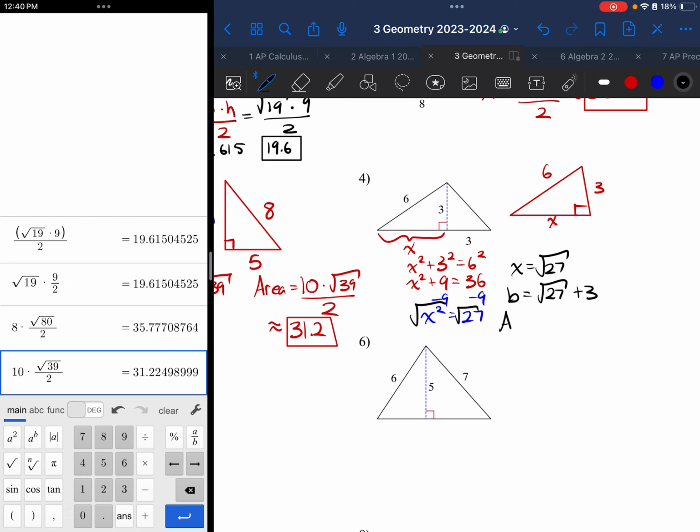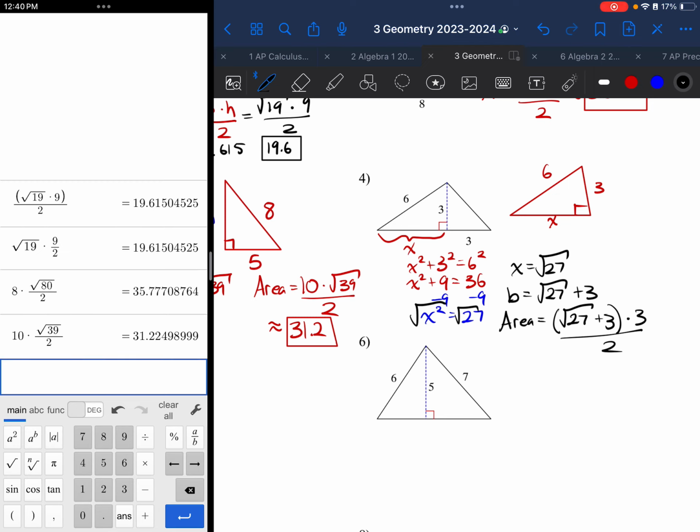So I'm going to say that my area here precisely is going to be the base, which is going to be the square root of 27 plus 3. That entire number is the base. Then I'm going to multiply by the height, which we already knew was 3. Again, this height right here is 3. And then I'm going to divide that by 2.